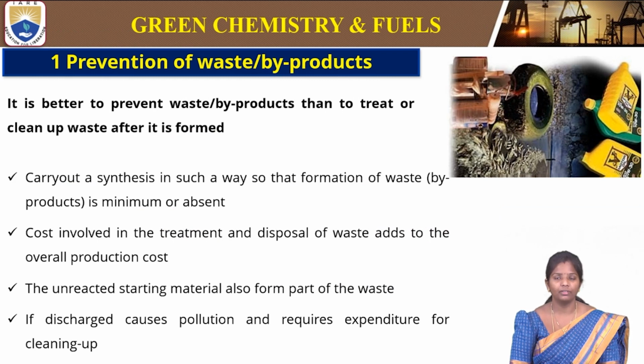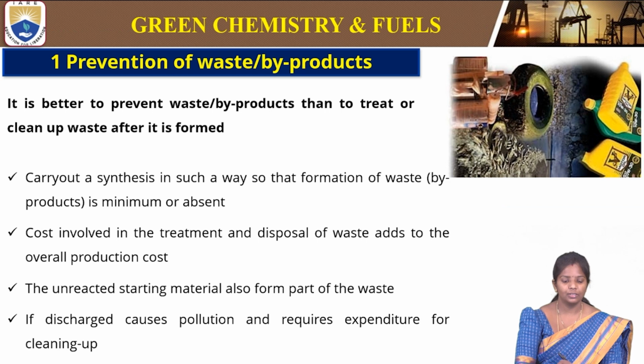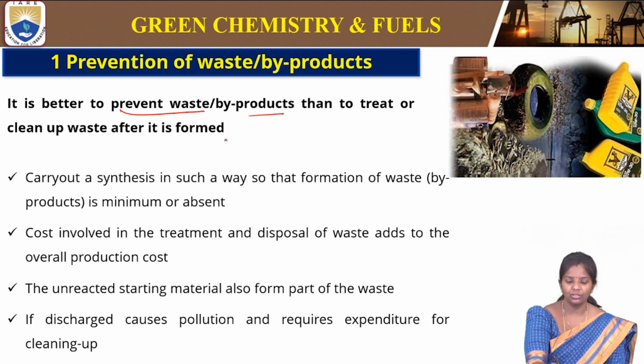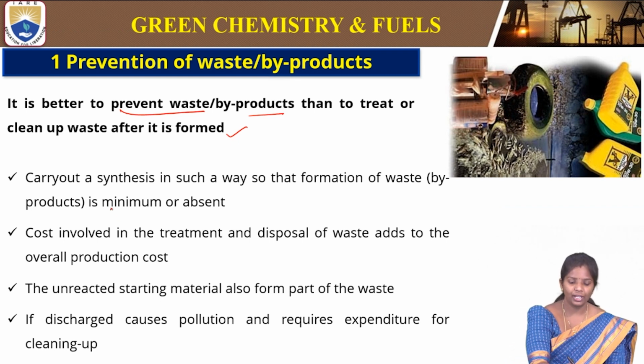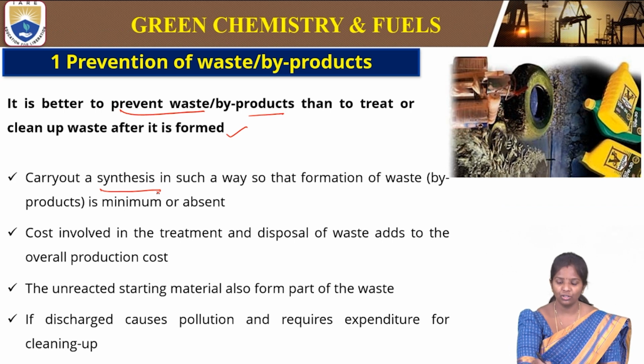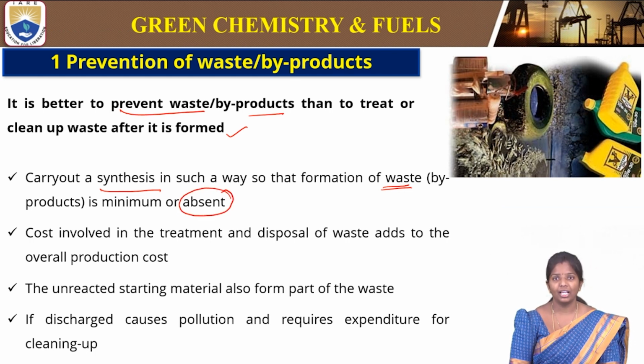So in detail we will go through how waste can be prevented. Prevention of waste or byproducts is a very important task. It is better to prevent waste byproducts than to treat or clean up after they are formed. In order to achieve this, we have to carry out a synthesis in such a way that the formation of waste or byproducts is minimum or absent. So it is very important. The process should minimize the formation of waste or byproducts, or should not at least produce them.